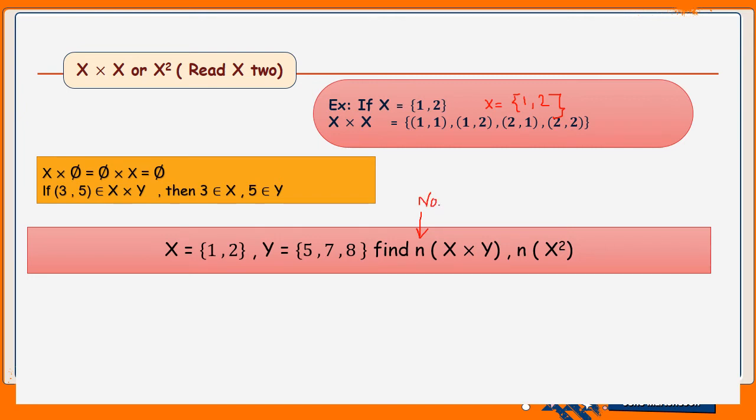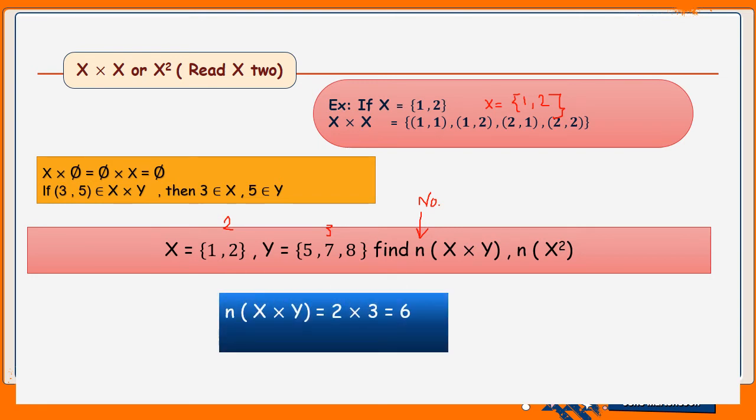So we have here 2 elements in x and 3 elements in y. x cross y means we multiply 2 by 3, which is 6. If we want x², meaning x times x, 2 times 2 is 4. So the first answer is 6, and the second answer is 4.